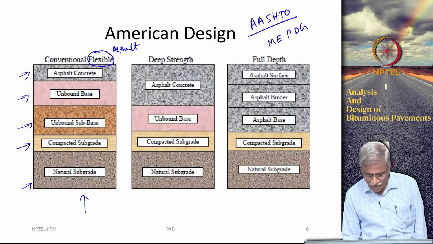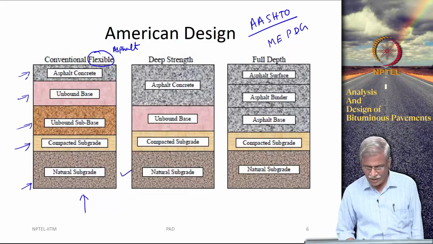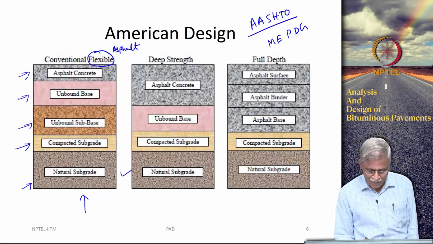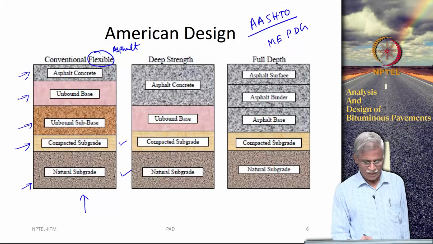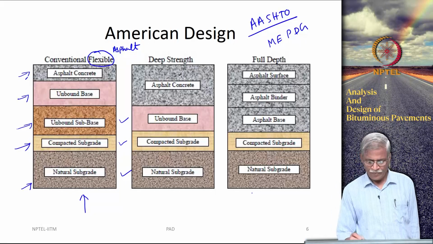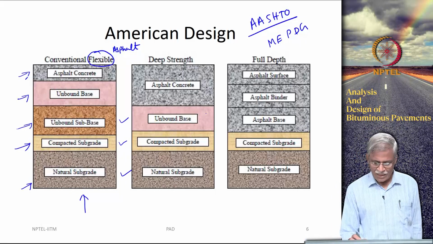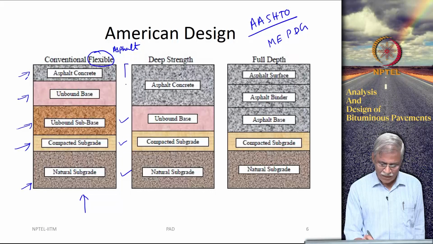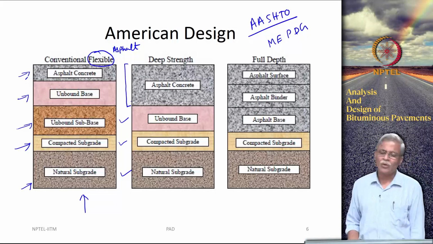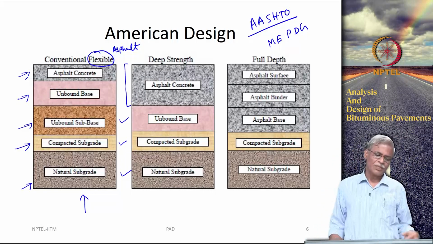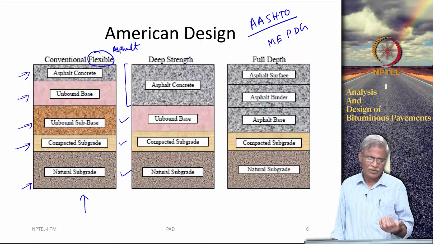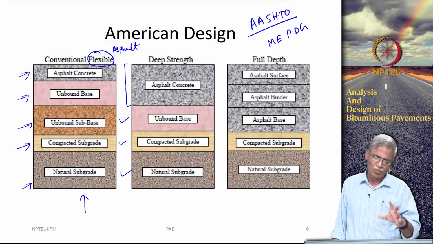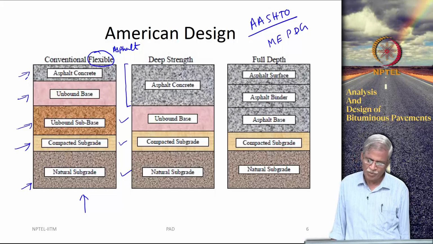So, you will see that it is the same, the natural subgrade, the compacted subgrade has a slightly more thickness, this is the unbound base, and then what you are going to see here is the thickness of the asphalt concrete layers is substantial, more or less it consists of the layer thickness of the unbound base as well as the asphalt concrete. Okay. So, this is the deep strength pavement.